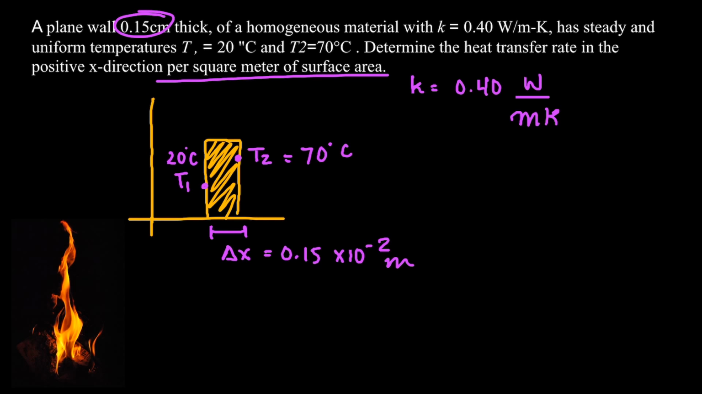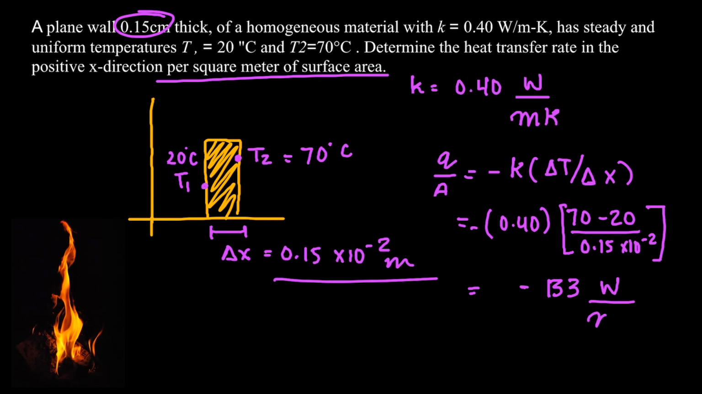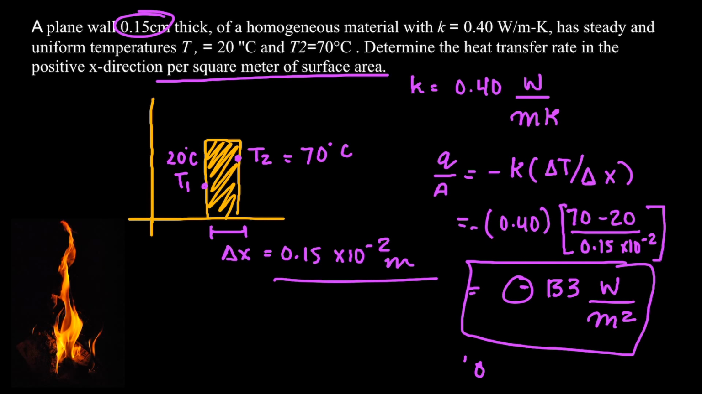Now you need to find out Q over A, which is the same as negative K times change in T over change in X. K is given to be 0.40, negative, times T2 minus T1, which is 70 minus 20. Divide that by change in X of this, and this total equals negative 133 watts per meter squared. So negative flow, opposite.